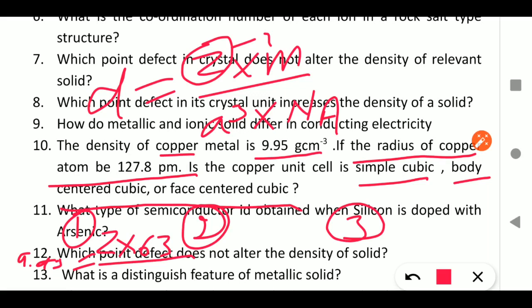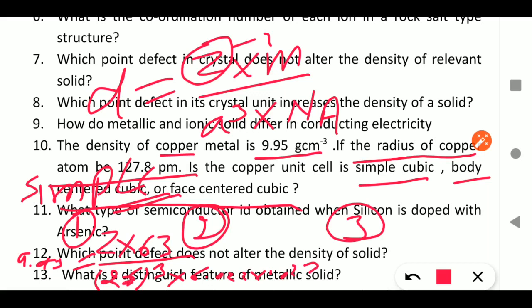Radius. So suppose I am taking the example of a simple unit cell. What is the relation between A and R? A is equal to 2R. Okay, (2R) cube into, you will put the value of Avogadro number, 6.022 into 10 raised to the power 23.